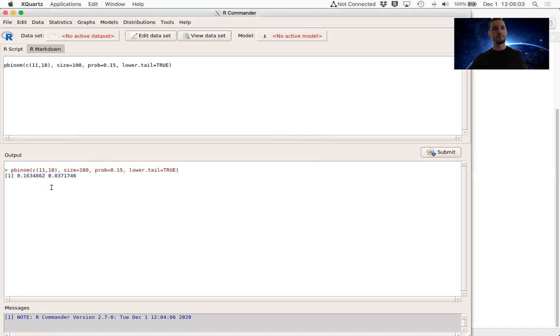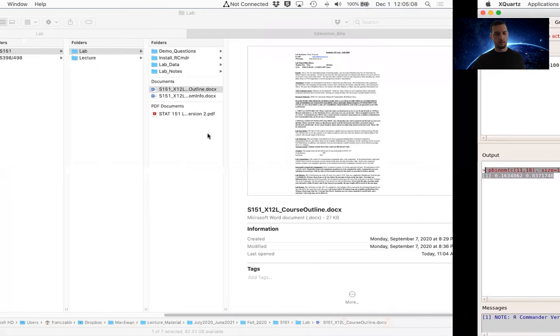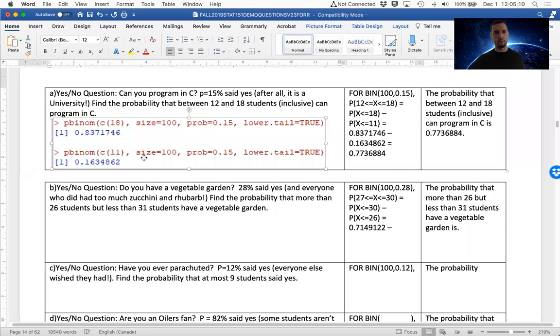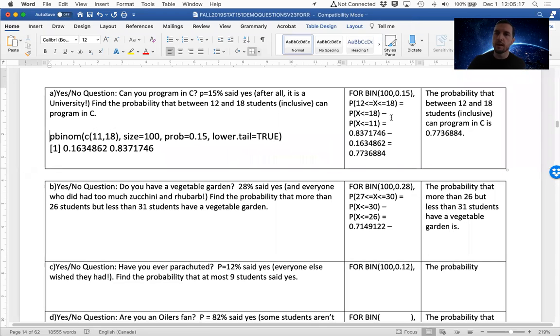So we click OK, and you can see that RCMDR spits out these two numbers here. If we go back to our Microsoft Word page, we have the following. All that we have left to do is write out the statement. We want X between 12 and 18 inclusive. So that's X less than or equal to 18 minus X less than or equal to 11, which is the same thing as X strictly less than 12. Then we just pull the two numbers out from our output, and we end up with the probability that we need here.